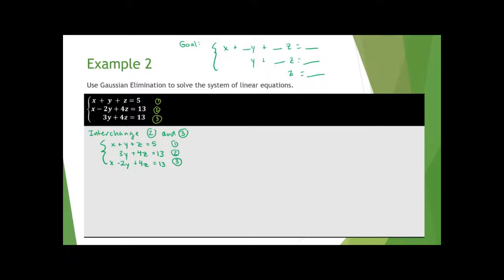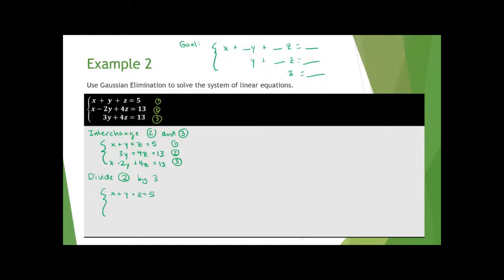So now I'm going to try to get my second row to just have y. I don't want to have 3y. So I'm going to divide everything in the second row by 3, which is the same as multiplying by 1/3, so that I can get it in the right form. So that's dividing row 2 by 3. Row 1 is unaffected.